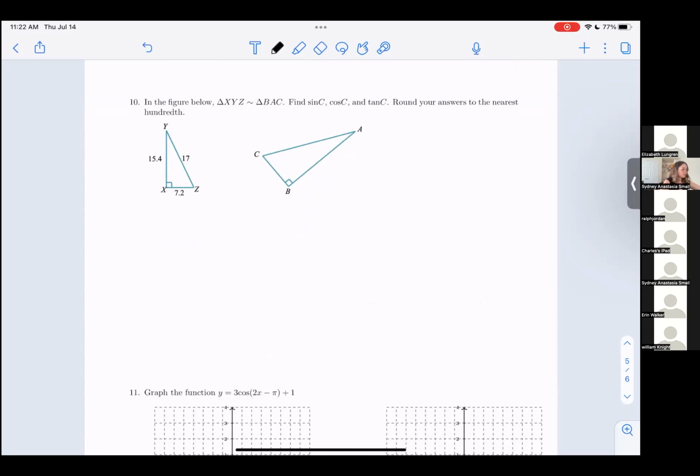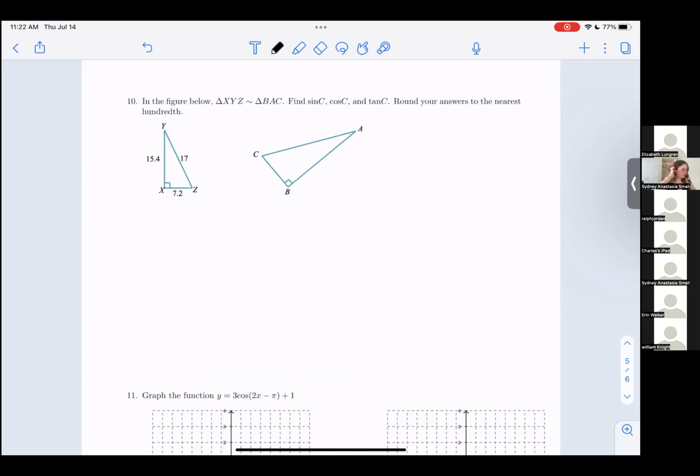In the figure below, we have two similar triangles. We're saying triangle XYZ is similar to triangle BAC. We don't technically know any of the side lengths of BAC, but we want to find the sine, cosine, and tangent of C. The key here is that when we have similar triangles, it means that we will have the same trig ratios.